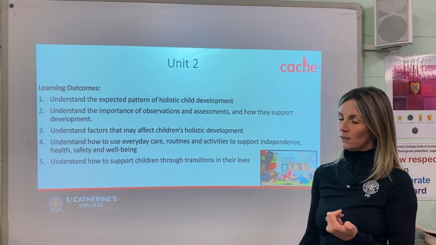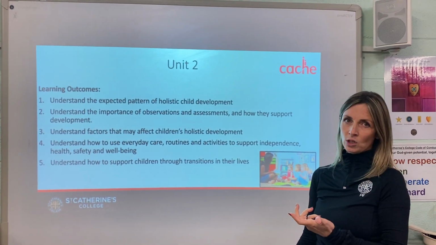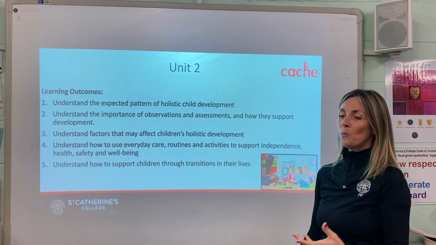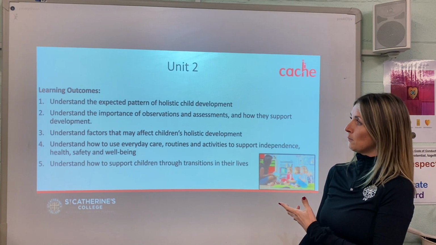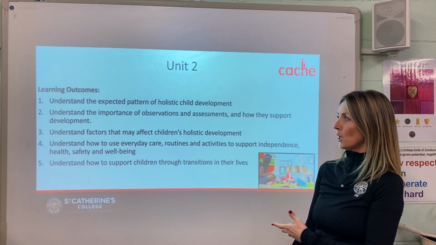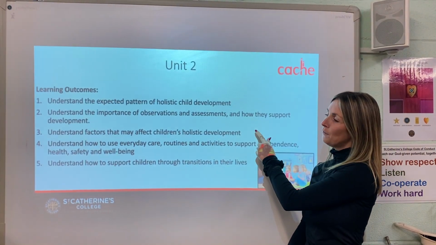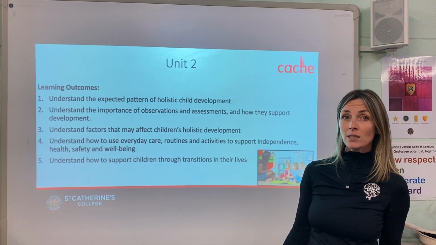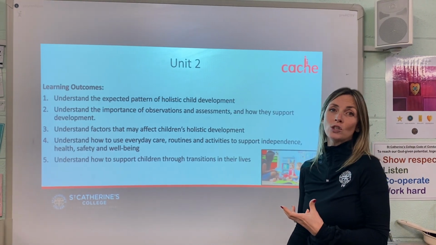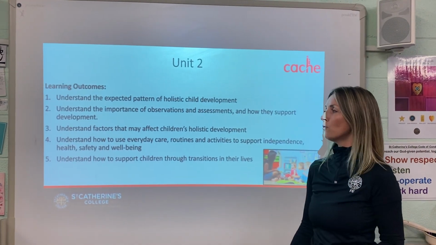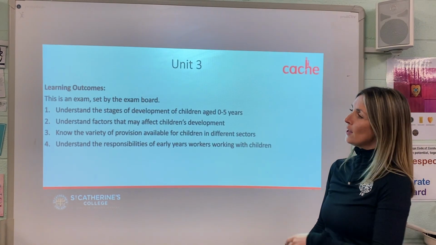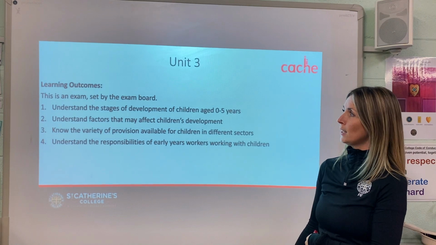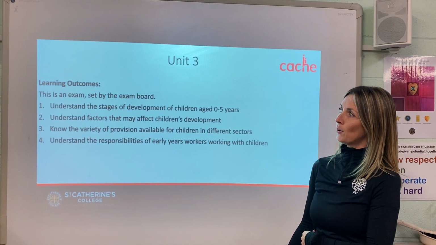Unit 2 is about how to look at the holistic child and how they develop. I've already said intellectually, language, physically, socially and emotionally. We look at observations for the children and what we can see, signs and symptoms of things that they might need help with. We also look at how we understand the factors that affect those holistic approaches, and developing different routines and activities that we can do with the children so that they do develop in the right way. And then Unit 3 takes in everything that we've done in Unit 1 and 2, and we put it into a very short exam set by the exam board.